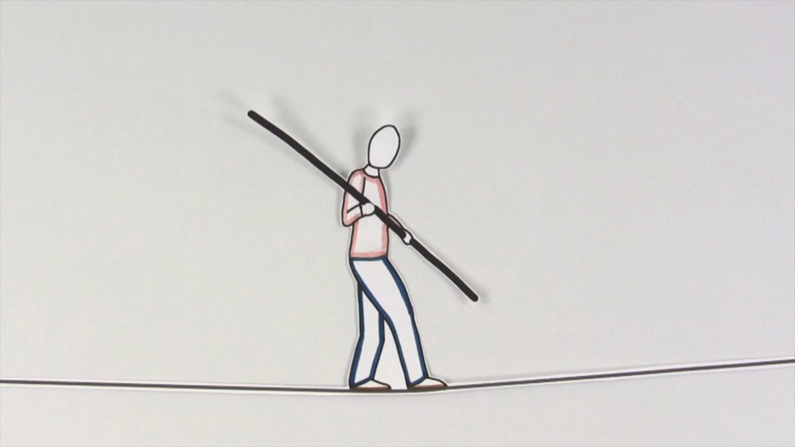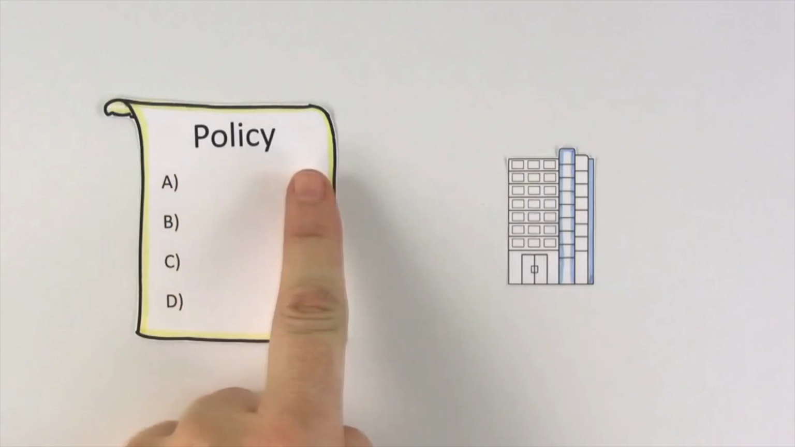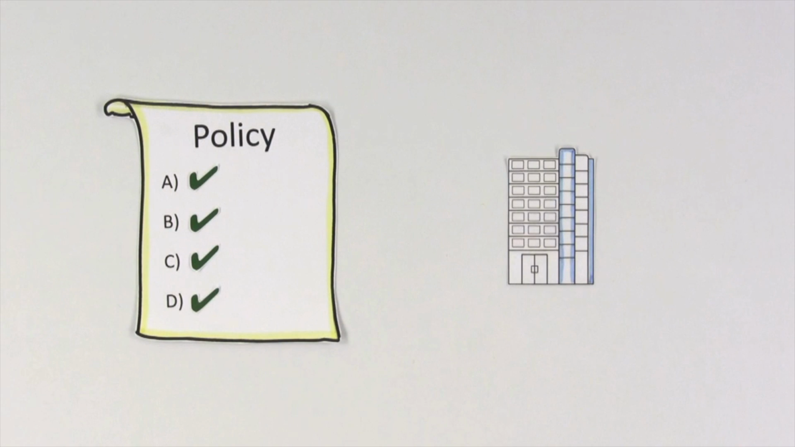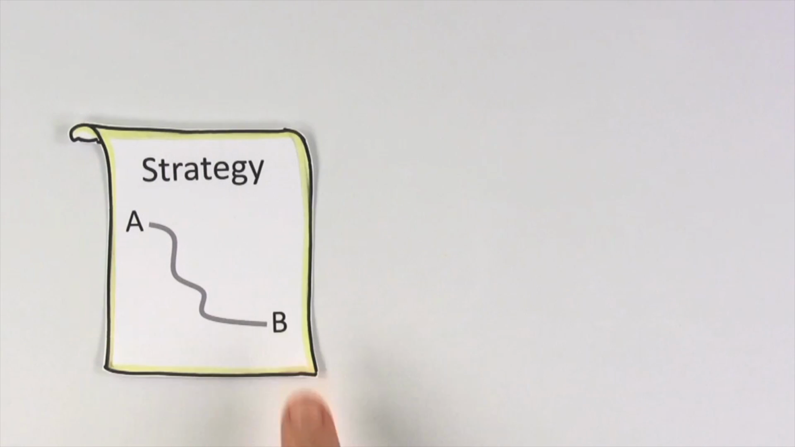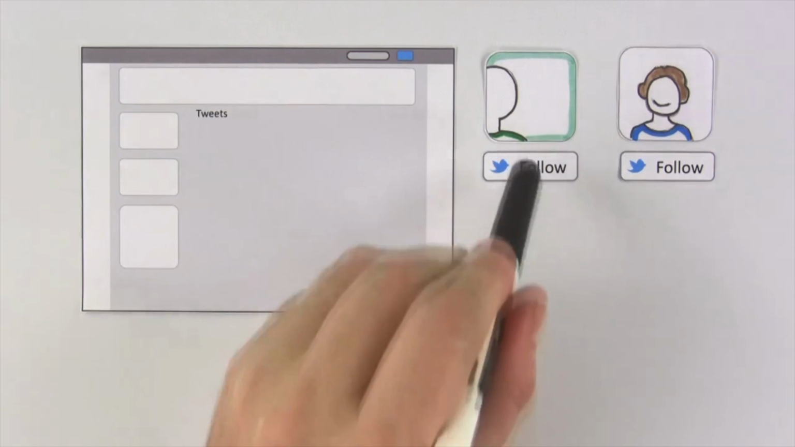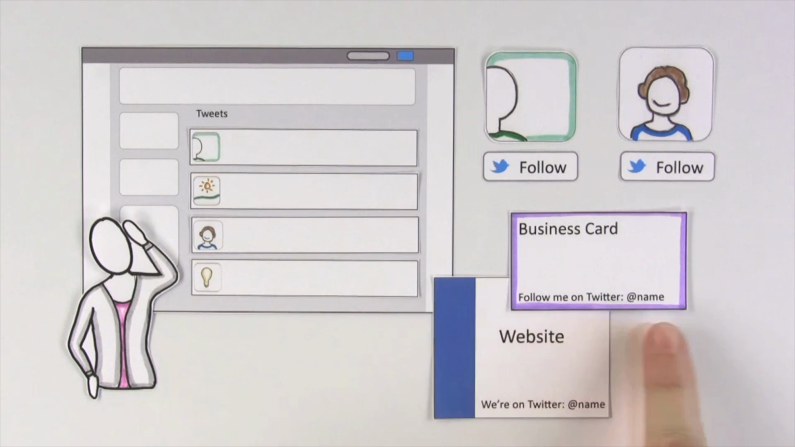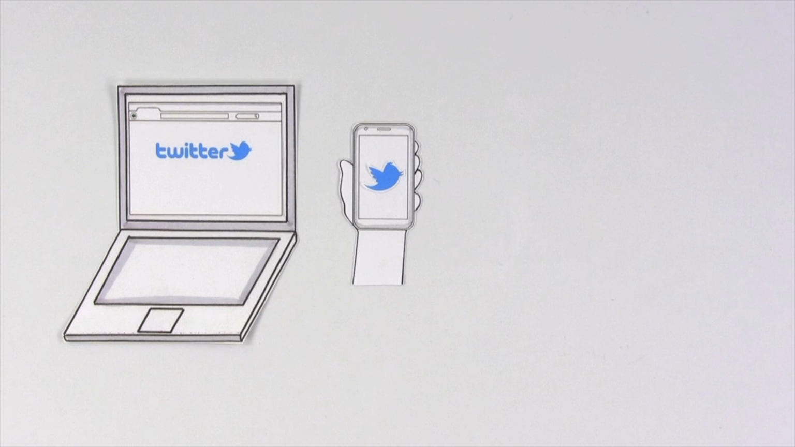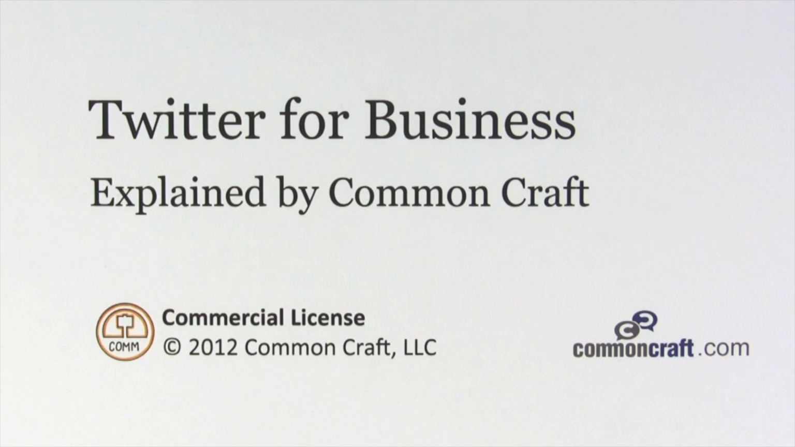But Twitter also comes with some risk. It's easy to post something regrettable. That's why policies that ensure Twitter is used responsibly are important for an organization's reputation. Further, a strategy for Twitter, like any outside communication, can be helpful. Use your account to follow others and share your unique perspective. And don't forget to make it easy for people to find you on Twitter. Soon enough, you'll see why Twitter is everywhere. I'm Lee Lefevre, and this has been Twitter for Business, explained by Commoncraft.